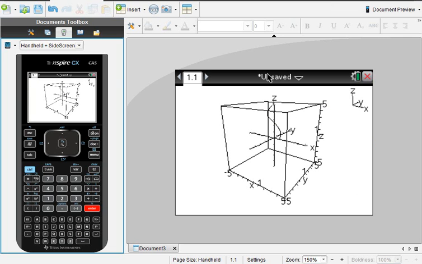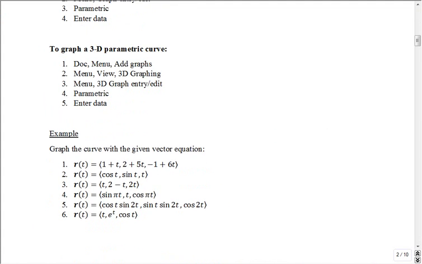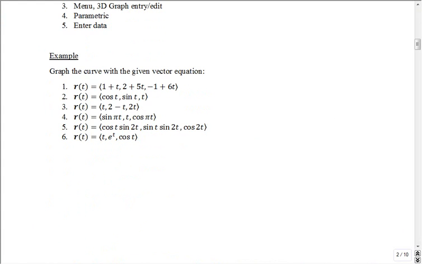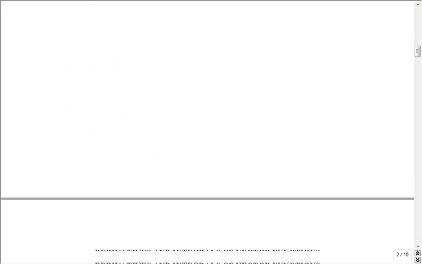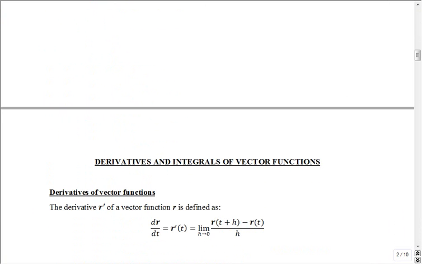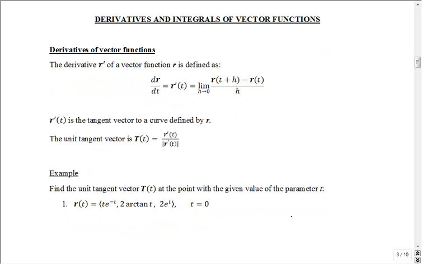Okay, let's minimize that. And let's continue. Let's do some calculations now. So we're going to do some derivatives and integrals. Good practice now because you're going to start doing differentiation very soon. Okay?